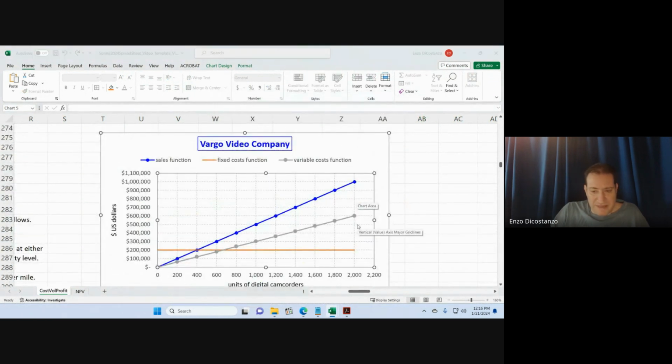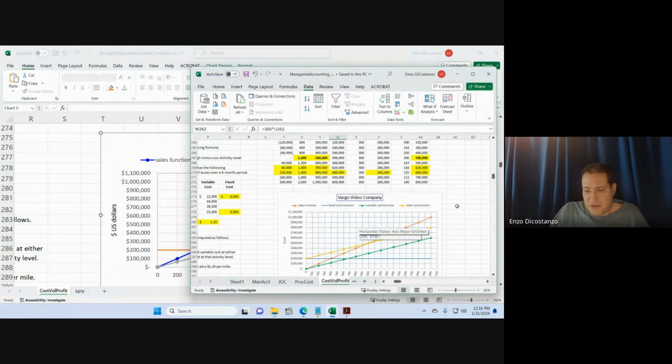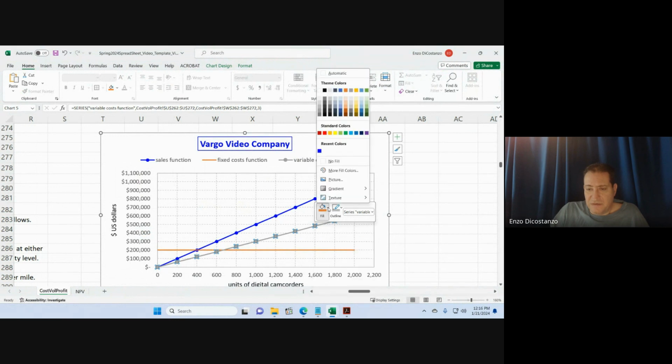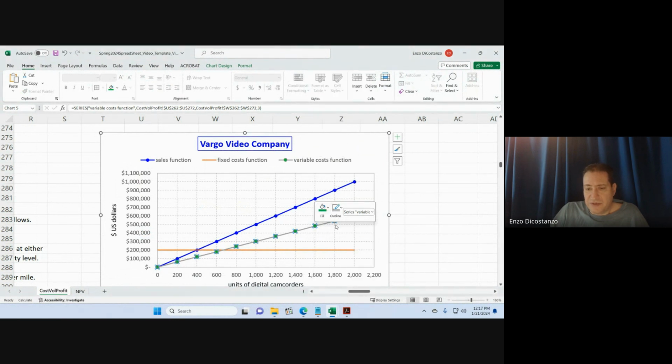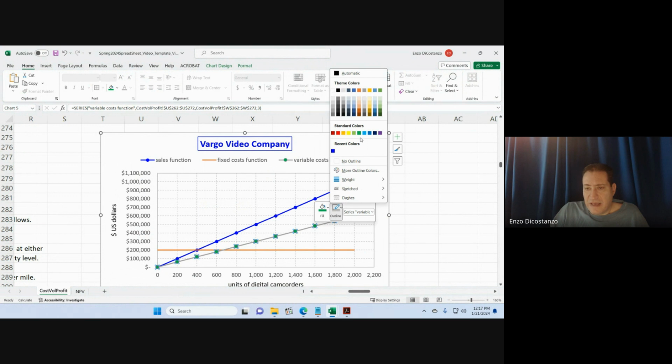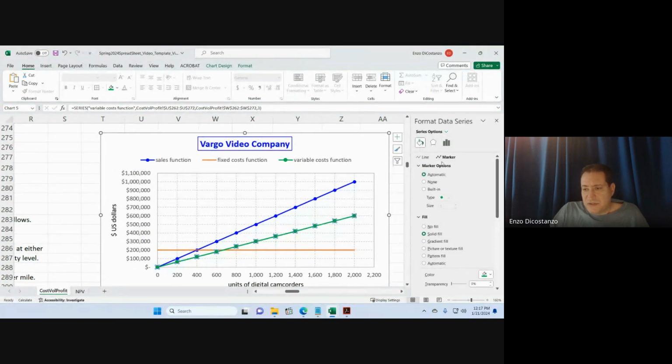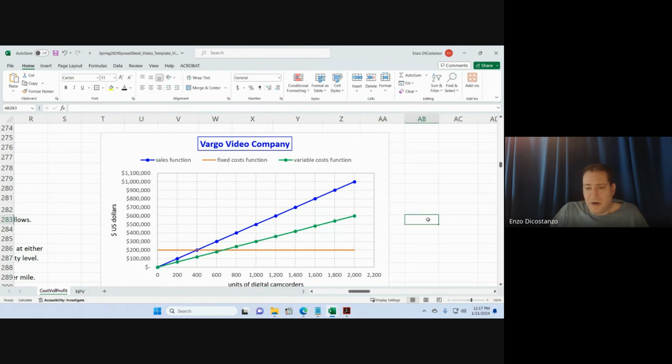You don't want that gray in there, so maybe you can do... We did a green for this for some reason, so let's do green. Fill, do green, outline, do a green, and that's it. Yeah, the fill and the outline. And again, you want to make the built-in markers a little smaller. Okay.